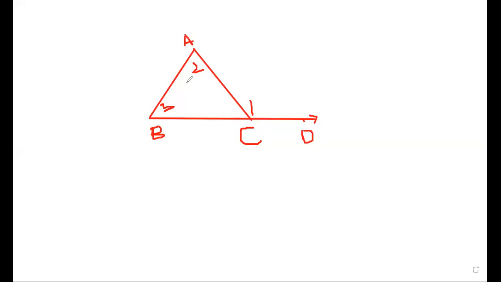Exterior angles. Did you see angle 2 and angle 3? This is called remote interior angles because the sum of angle 2 and angle 3 equals the measure of the exterior angle, this one. Yes, thank you so much.